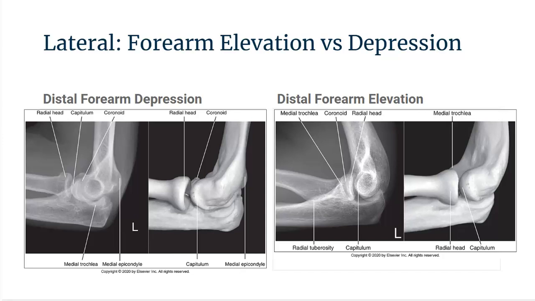Conversely, if the distal forearm is elevated, or the hand is higher than the elbow, in alignment here from the IR, the capitulum will shift posterior in relation to the medial trochlea. In this case, the radial head appears too proximal to the coronoid process. Again, ensuring correct forearm positioning is essential for maintaining proper anatomic relationships and achieving that high quality diagnostic image we are looking for.